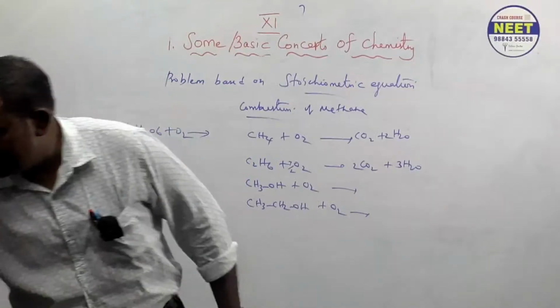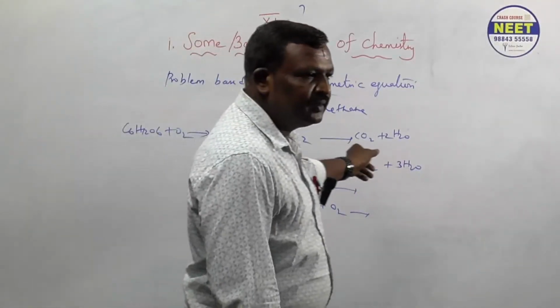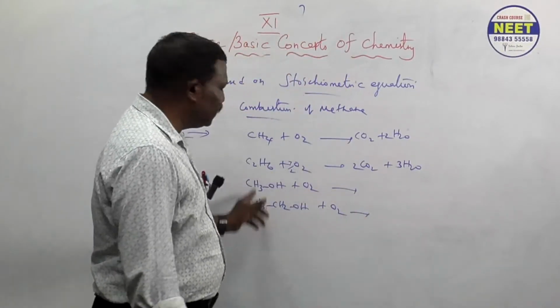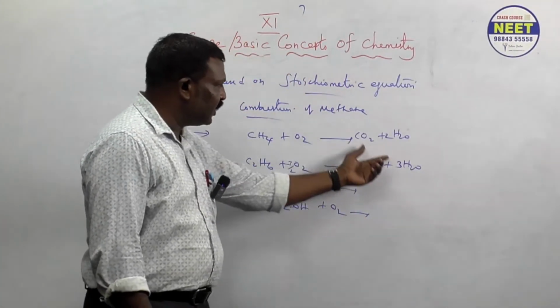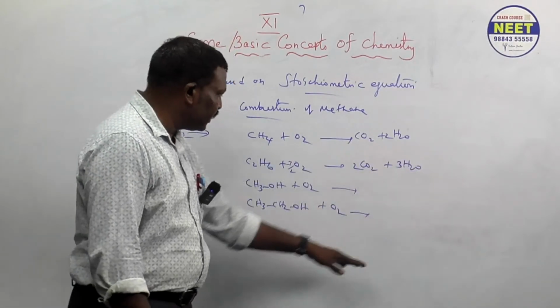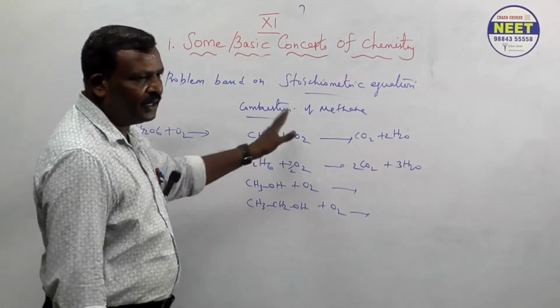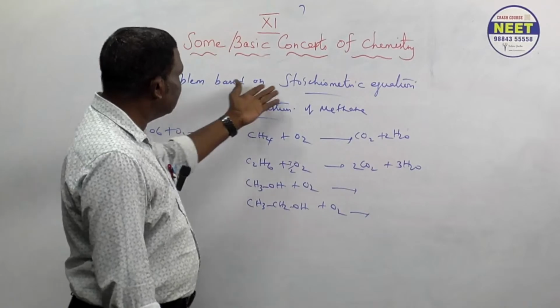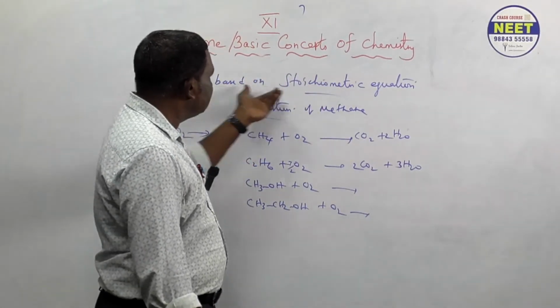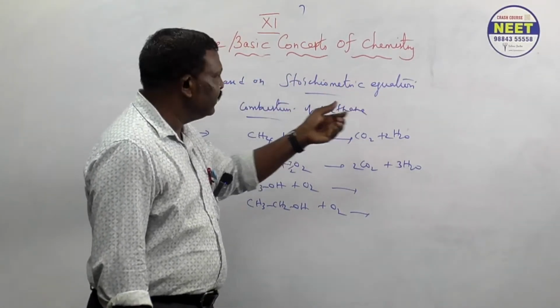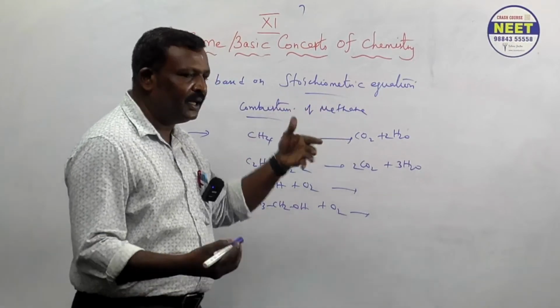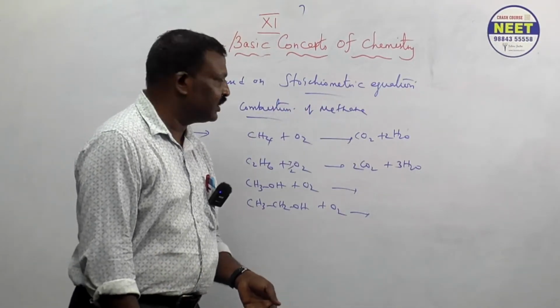Okay, see that I have written all this. These are all carbon compounds. So always we are getting the product as CO2 plus H2O. All the compounds having the product will be the same. Then you balance the equation. Then only it's called what? Problem based on stoichiometric equations. Stoichiometry means balanced equation. That's the meaning.